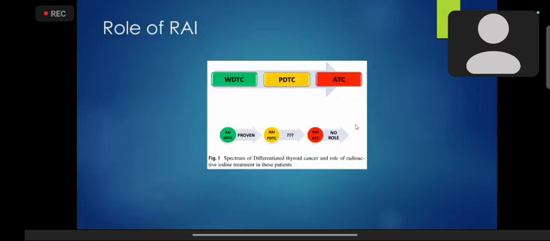So what is the role of radioactive iodine in poorly differentiated? So there is a spectrum. In well differentiated, it is proven that RAI has a role. In ATC, we already know it has no role. So what about poorly differentiated? Because it is intermediate between those.